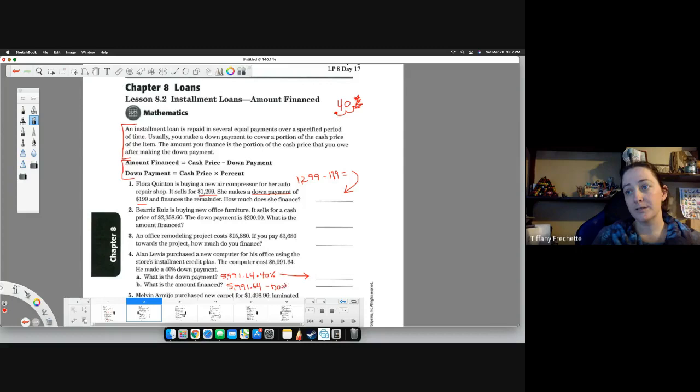And I'm going to write down payment. I'm not going to do that calculation for you. Down payment. So you're going to subtract the down payment you just calculated here from the $5,991.64. And that will tell you how much he's going to finance. All right, let's move down here and take a look at the last couple.